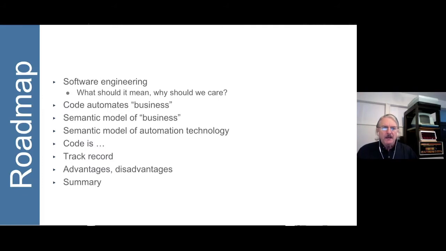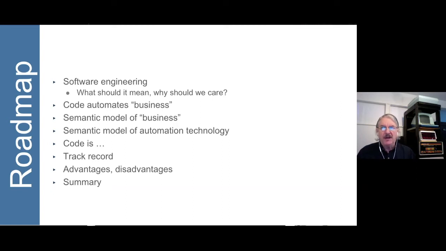So the roadmap, we're going to start off by talking about software engineering. Bottom line, a lot of people are using the job title software engineer without really understanding what the term actually means to engineers. And so there's my point. If we're going to use the term software engineering, then we should be using the term engineering in the same way that chemical engineers and industrial engineers and aeronautical engineers and civil engineers use the term.